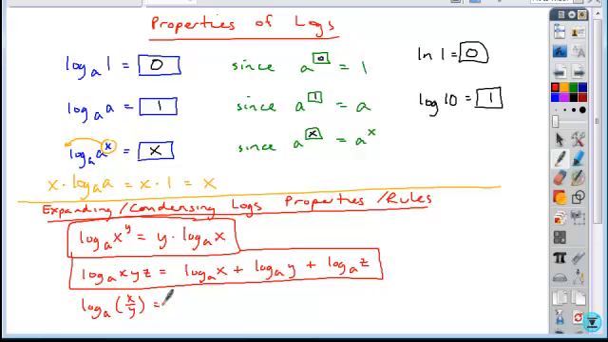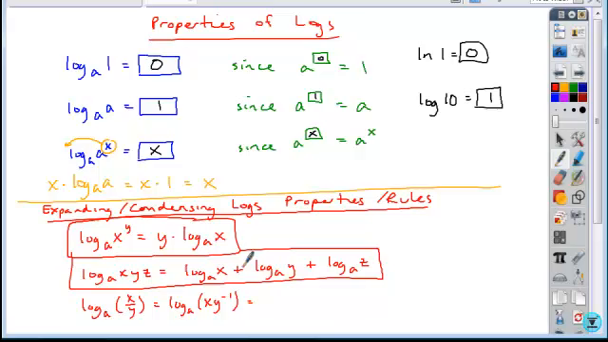Okay, so if you have a quotient, let's take a look at what this would be if we rewrote it as a product. If we rewrote this as log base a of x times y, what would we have to do to the power of y to move it up to the numerator? We change its sign, so it becomes a minus 1. So these are equivalent expressions. X over y is the same thing as x times y to the minus 1.